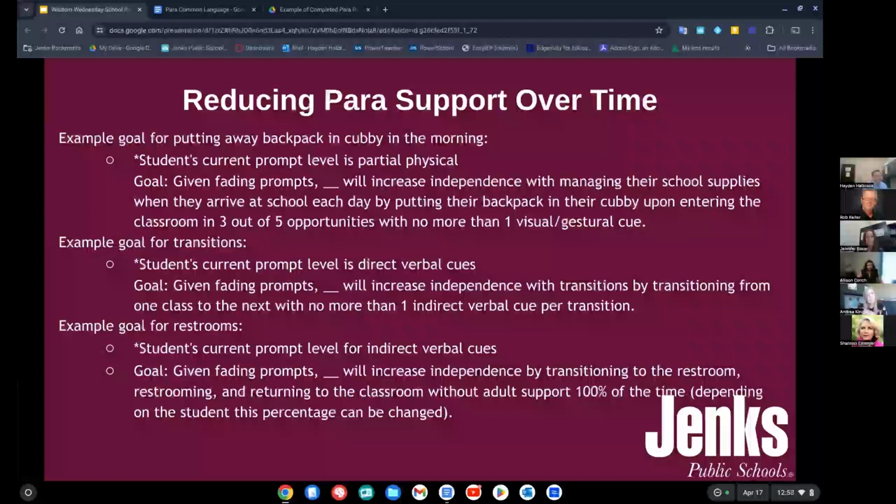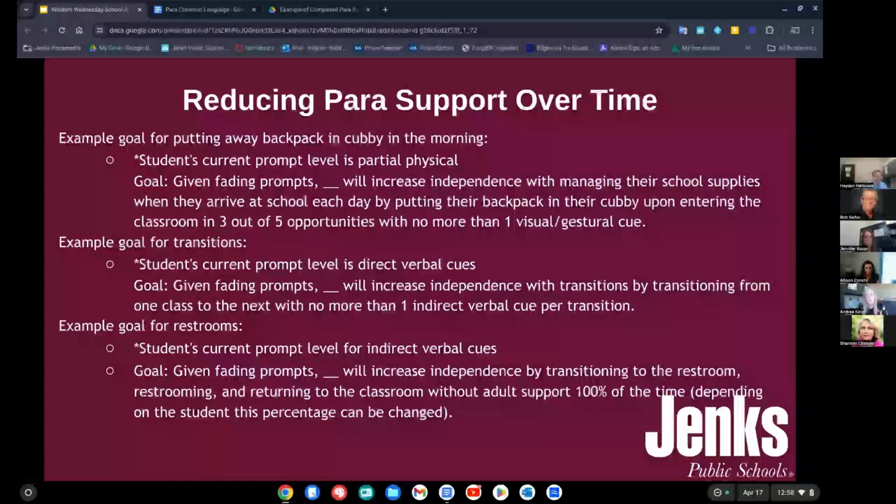Show me how you can walk in line with your hands to your side and a quiet mouth, or something along those lines. And this could be the paraprofessional that's providing that. And eventually we would hope that after so many times, the student begins to demonstrate and exhibit these skills independently without having that prompt.